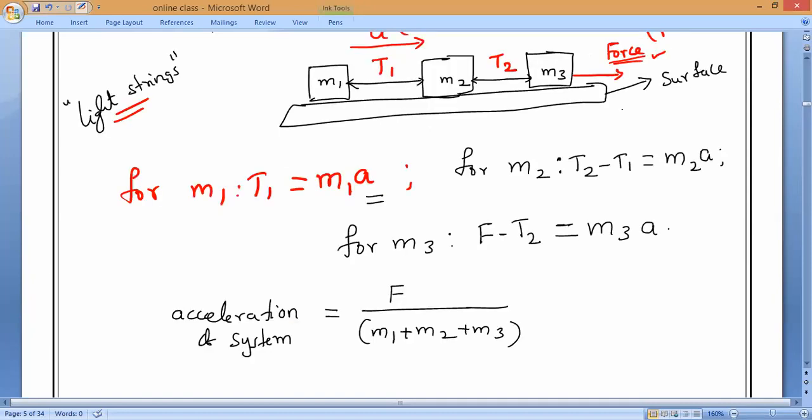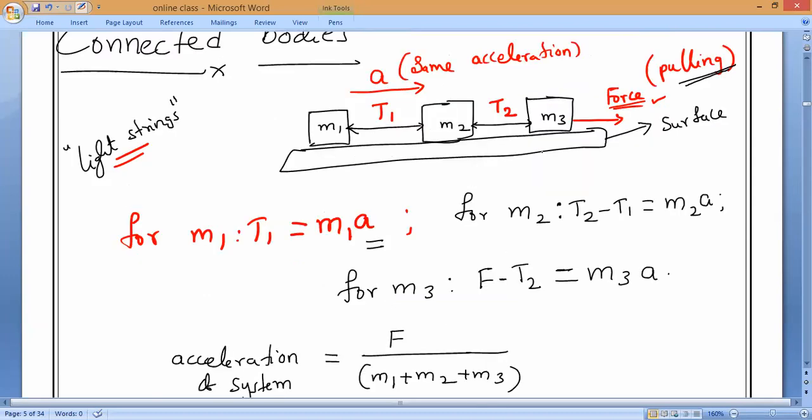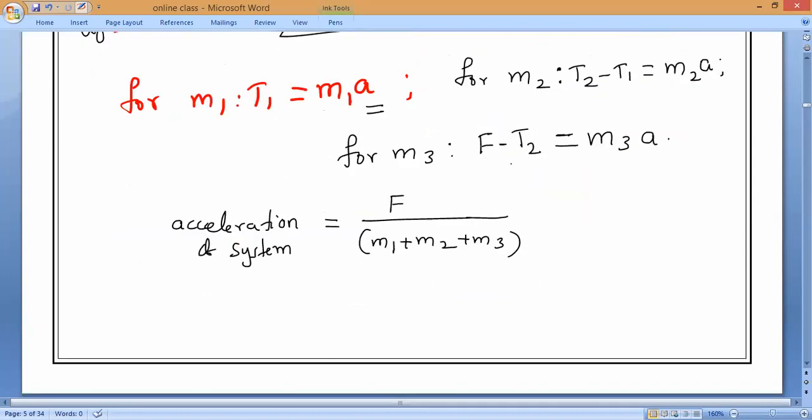So the acceleration of the system is equal to the total applied force. Is it a pulling force or pushing force? Total applied force, pulling force, divided by the sum of the masses of the connected bodies, M1 plus M2 plus M3. Do you understand? That is the acceleration of the system.